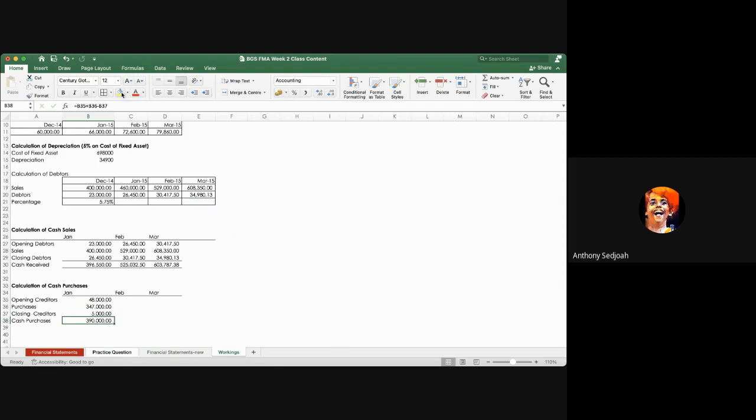So let me apply top and bottom borders to it. Let me drag it to the end. So the opening for February is going to be the closing for January in that order. Like this.